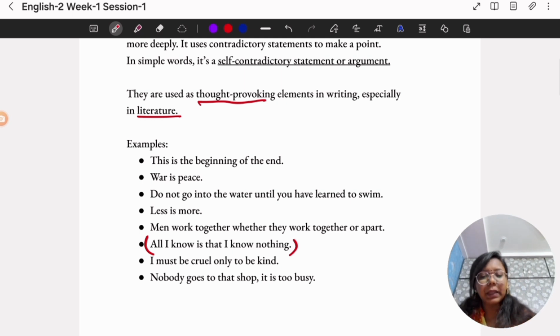War is peace. This is the beginning of the end. All these are very weird and absurd when you hear them for the first time, but they do make a point when you go deeper into the meaning. Do not go into the water until you have learned to swim. When you hear it for the first time, you will think, how do you learn to swim without going into the water? But they do make sense. You literally cannot swim in an ocean or a river without learning to swim. So there is a meaning behind everything here.